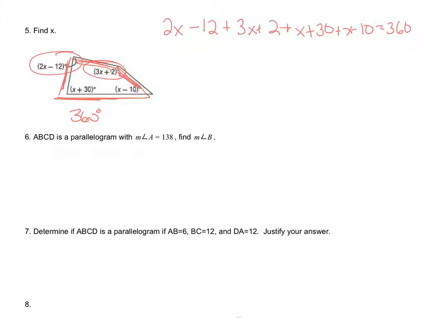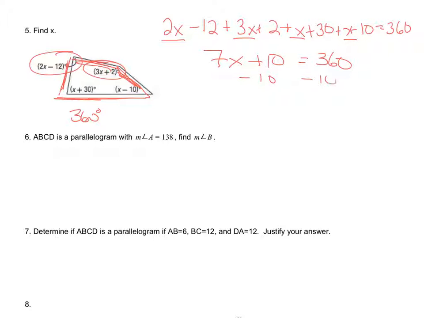So if we add these up, we have 2, 5, 6, 7 x's. That's just adding together all four of these x terms. We have minus 12 plus 2, which is minus 10. Minus 10 plus 30 is 20. 20 minus 10 is 10. So the left side, just combining terms, gives me 7x plus 10 equals 360.